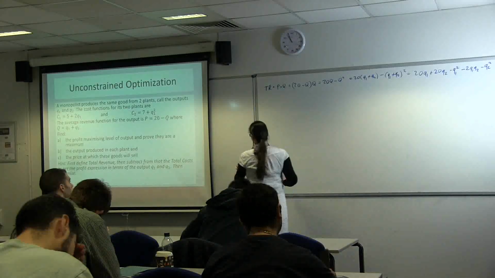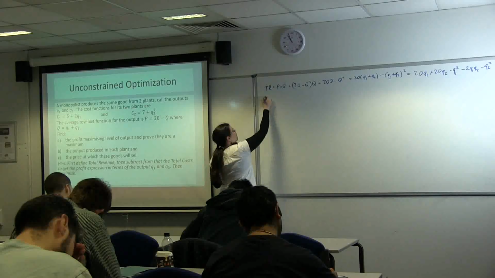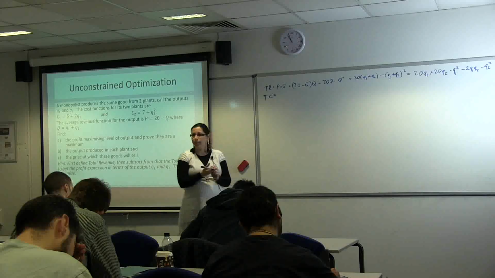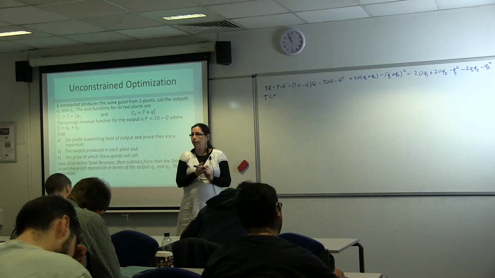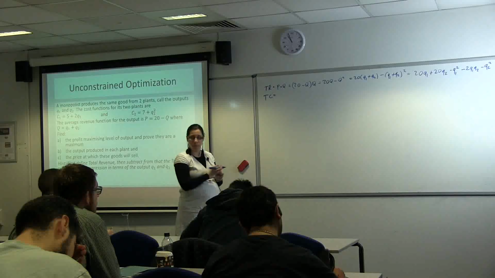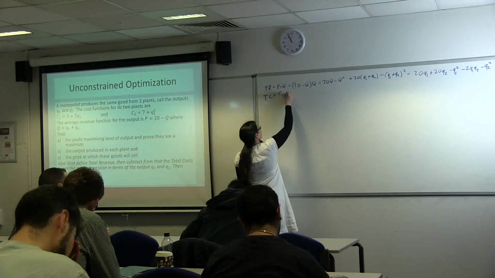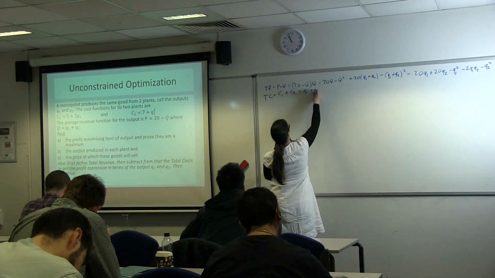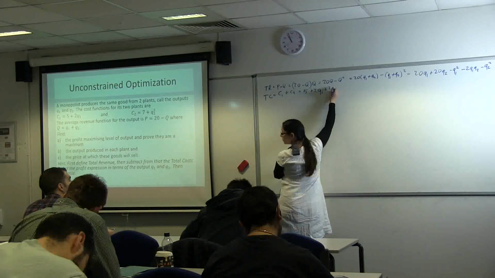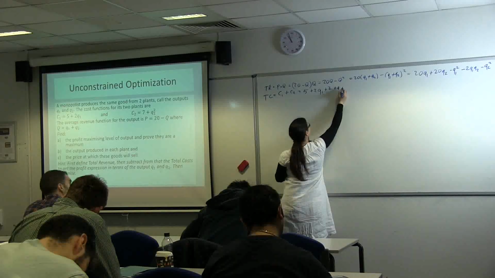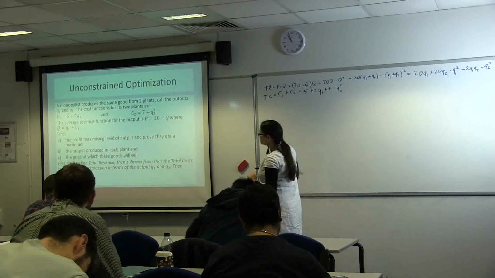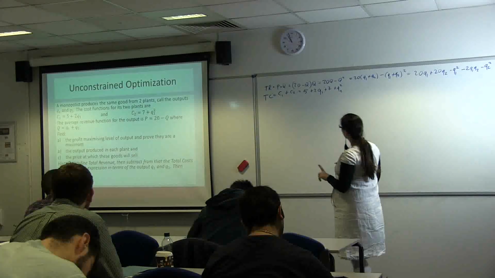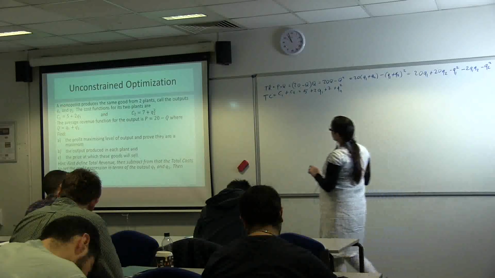So that was the total revenue. To find the profit, we also need the total cost. So what will be the total cost? C1 plus C2 is 5 plus 2Q1 plus 7 plus Q2 squared. Okay, so we now have the total cost. So find the profit.